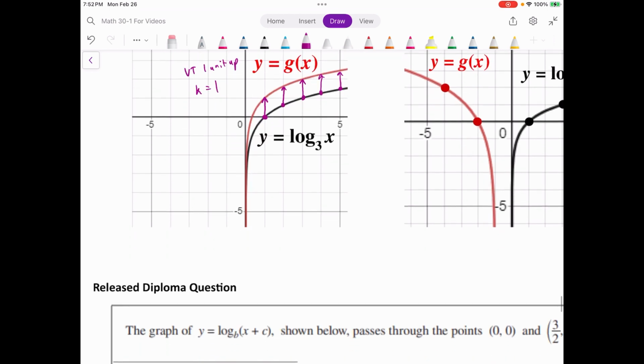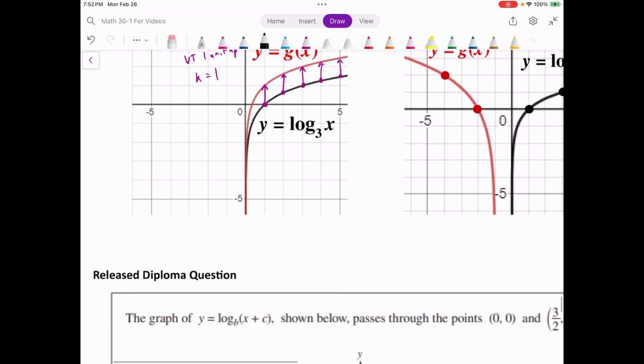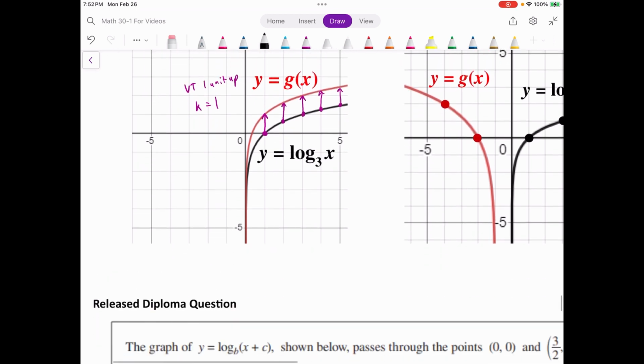So the equation for g of x is just going to be the equation for f of x plus 1, right? That's just coming from y equals a f of b times x minus h plus k, which for a logarithmic function means a log base c of b times x minus h plus k.